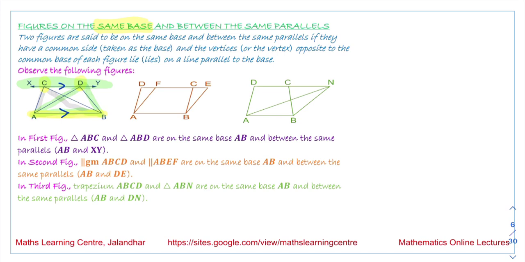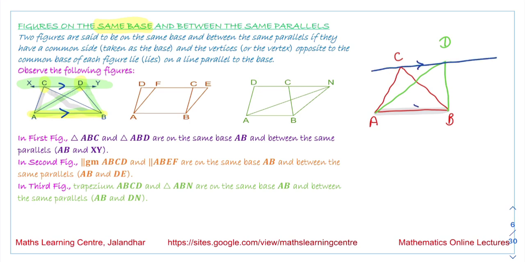So this is the case of triangles. I am again explaining here. We have one triangle, ABC. The second triangle we are talking about is ABD. We have AB as the common base, common to both these triangles. We draw a line CD. The line CD and line AB are parallel to each other. Then we say that these two figures lie on the same base AB and lie between the same parallels AB and CD.